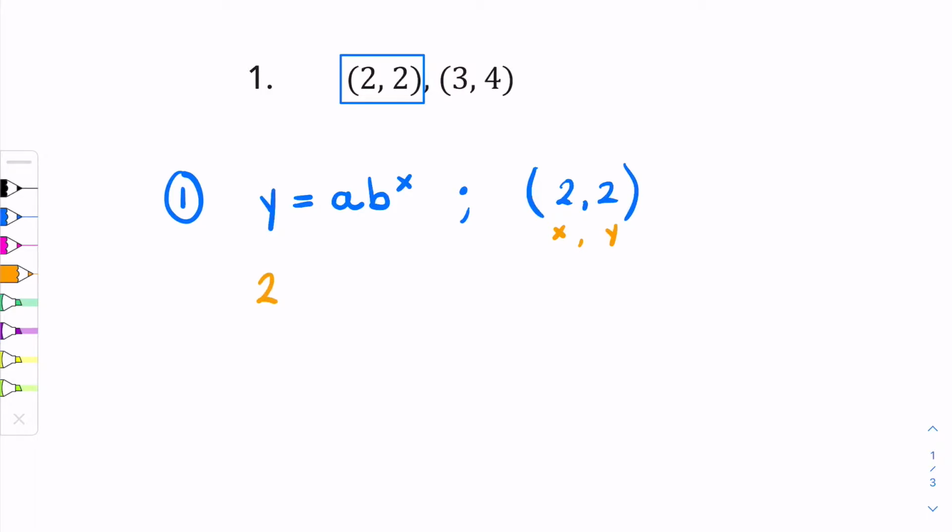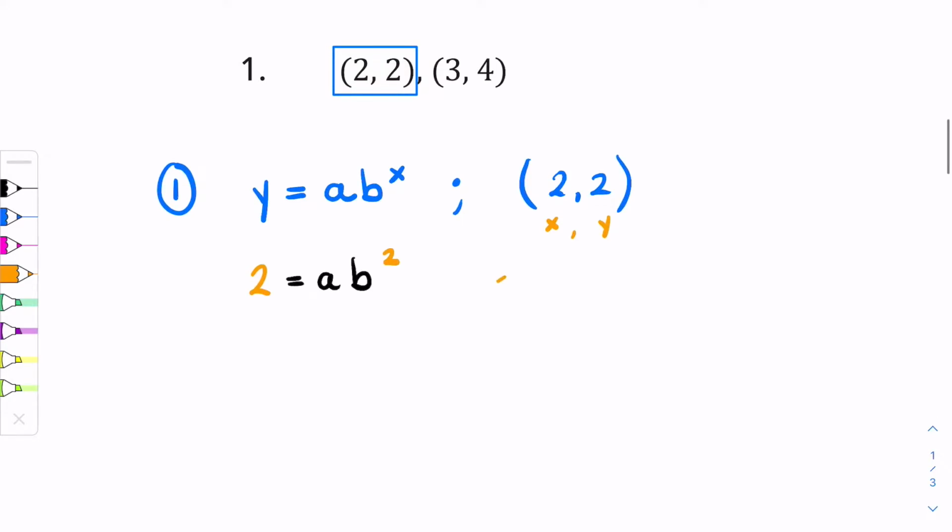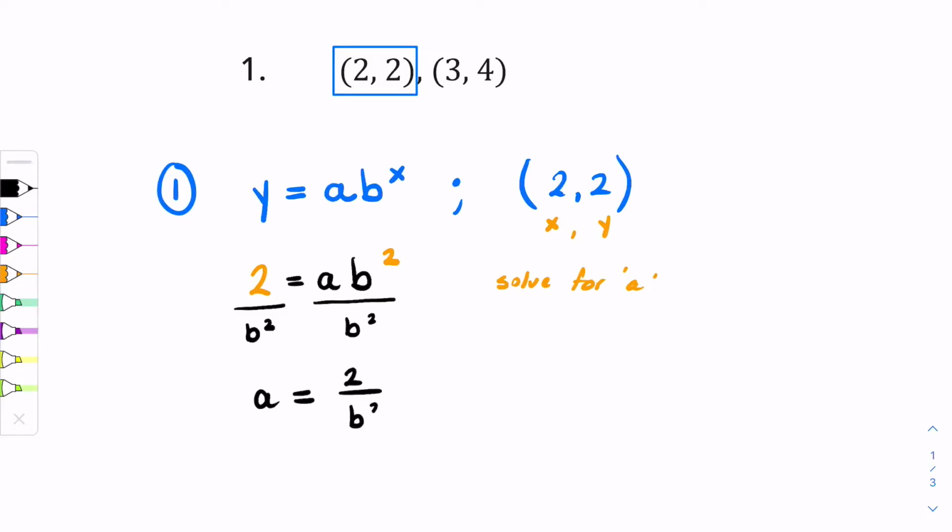So y is replaced with 2. This is equal to a times b, and replacing x with 2. In order to solve for a, I'm going to have to divide both sides by b squared. This gives me my solution for a. It's just an expression. A is equal to 2 over b squared. There's my value for part 1.